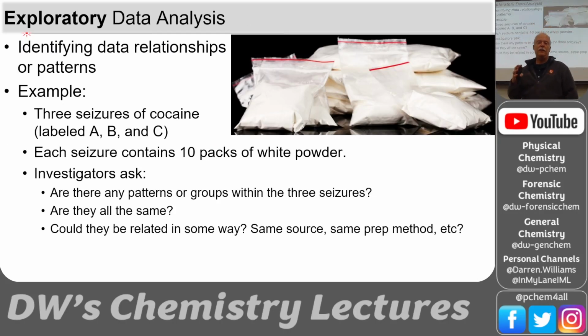And so in this whole scheme today, we're going to pretend we've got 3 seizures of cocaine labeled A, B, and C. This is one of the examples in the book. We're not told in the book example what separates A, B, and C. Maybe it's a different colored bag or something like that. But anyway, in this large seizure of 30 packs, we've divided it into groups of 10 for some identifiable reason. And so what we want to look at is, are there patterns or groups within these 3 seizures?